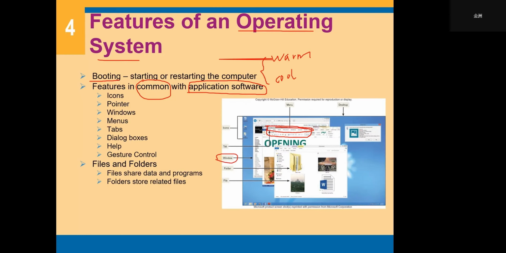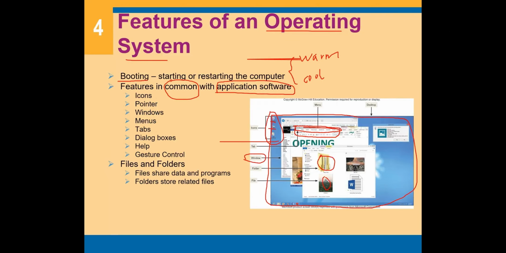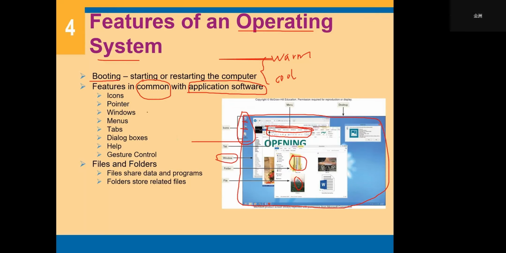So we have several windows here. And then in each window, we may have several folders. And in each folder, we may have several files. And on the desktop, okay, here we call all of this the desktop, okay? So on this desktop, we can see some icons to represent each software. Okay, so there are several common features like menu, icons, tab, window, and folders and files. I listed them here.